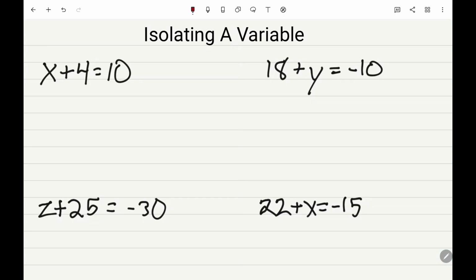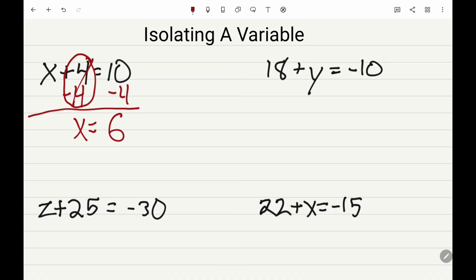Now we're going to go ahead and isolate a variable. So we have x plus 4 equals 10, and we want to isolate the variable x. Since we have a plus 4, we're going to do the inverse, which is minus 4. I'm going to subtract 4 from both sides, and we know a positive 4 minus 4 gives us 0. So we have x is equal to 10 minus 4, which gives us 6.